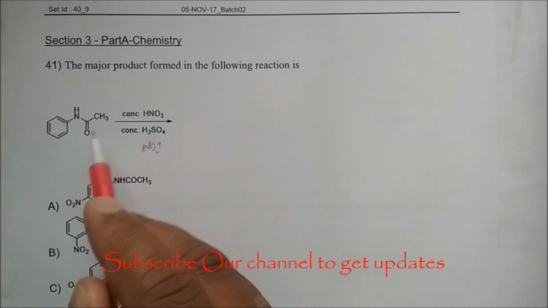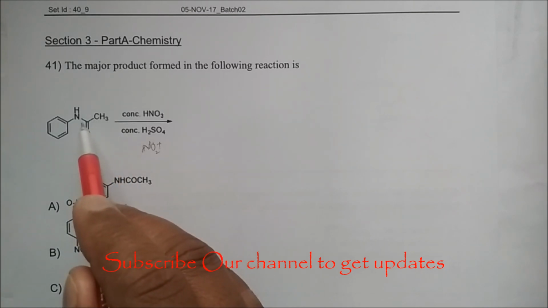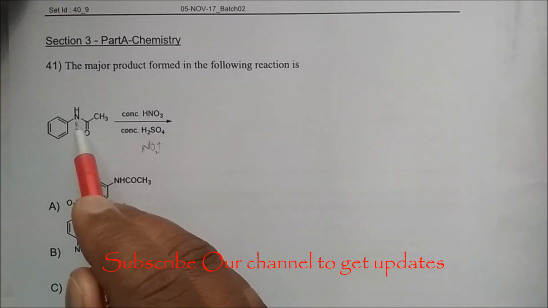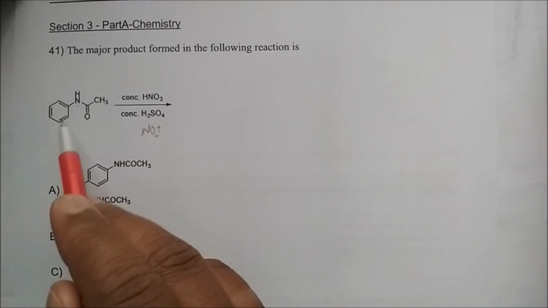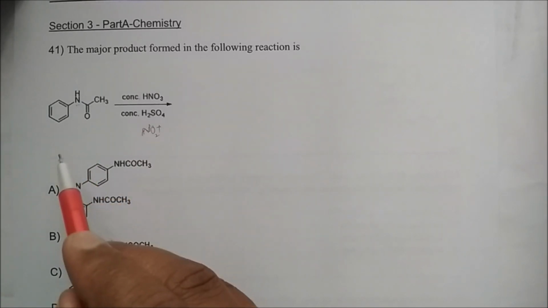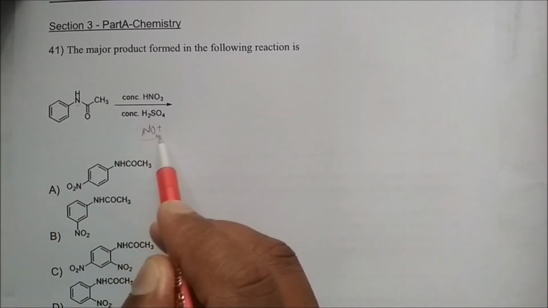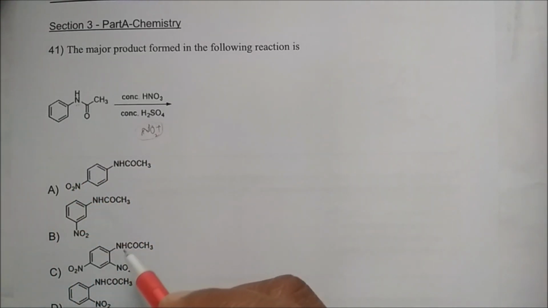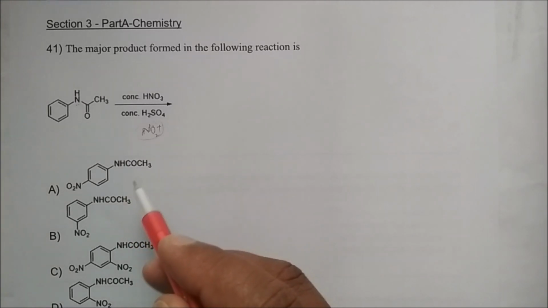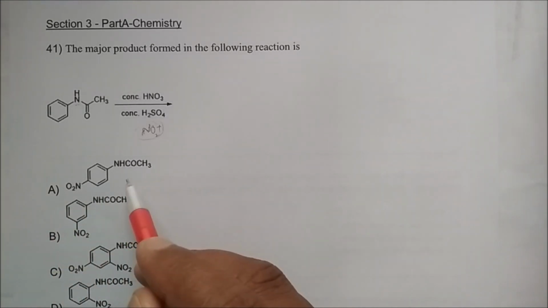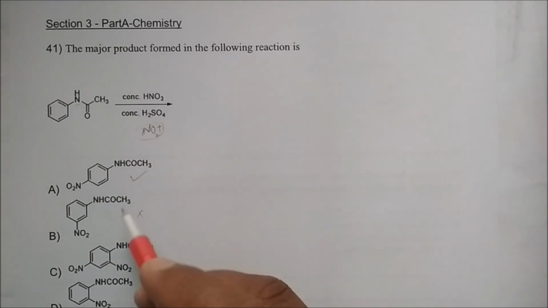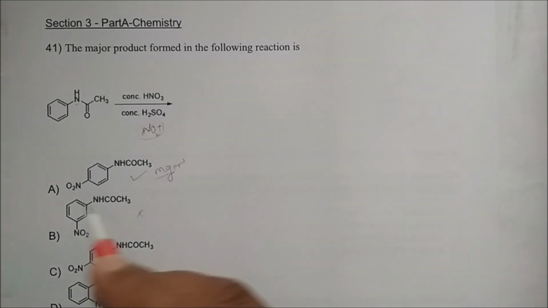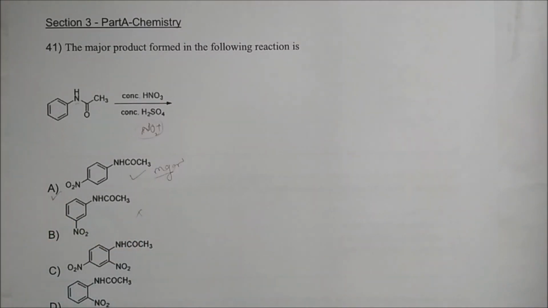Now this NHCOCH3 group is your ortho-para-directing. Why? Because this nitrogen has a lone pair, so this will act as an electron donating group. So with these groups, what will happen? This is plus R effect and ortho and para substitution will take place. So NO2 plus is just an electrophile, so it will attack on this benzene at para position. So this answer is only possible. This is not. The meta will be less, but ortho will be in major quantities than meta, and it is ortho para-directing. So answer A is the correct answer for this question.